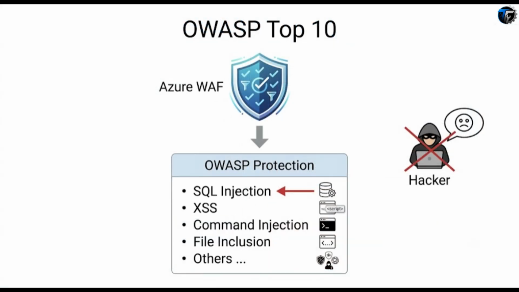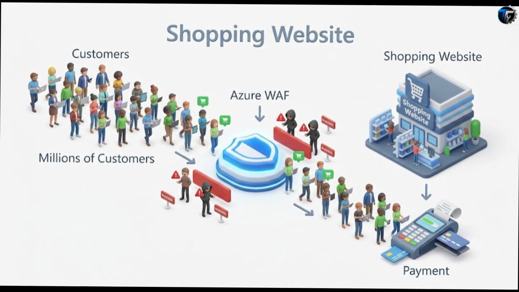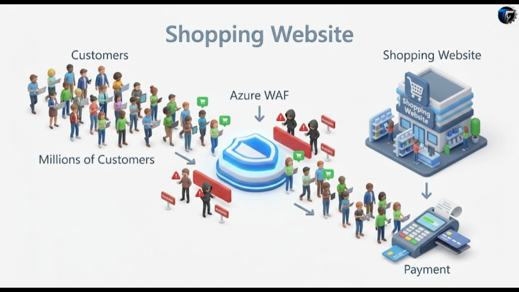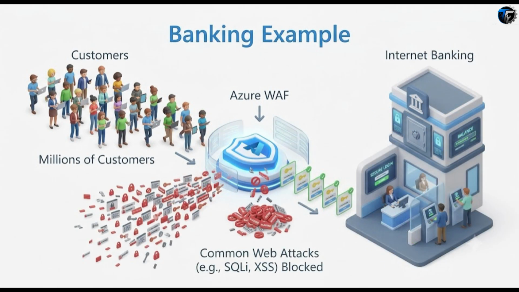Azure WAF includes built-in protection against the OWASP top 10. These are the world's most common web application vulnerabilities. Instead of creating thousands of security rules yourself, Microsoft continuously updates them. Imagine millions of customers shopping online. Azure WAF filters every request before it reaches the shopping website. Legitimate customers continue shopping. Attackers are blocked. Banks receive millions of login requests daily. Azure WAF protects internet banking portals against common web attacks before they reach the application.